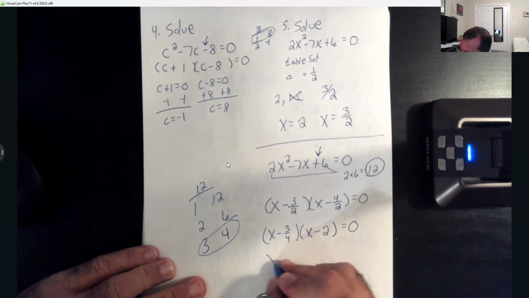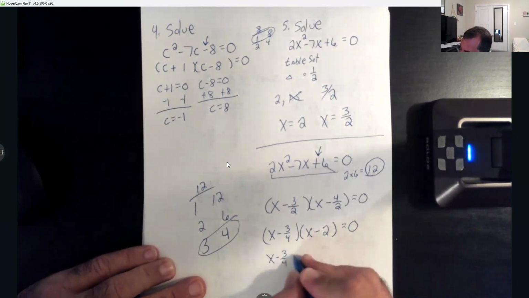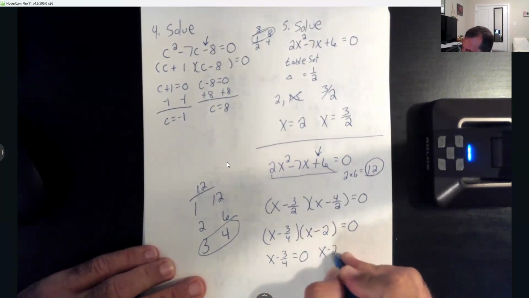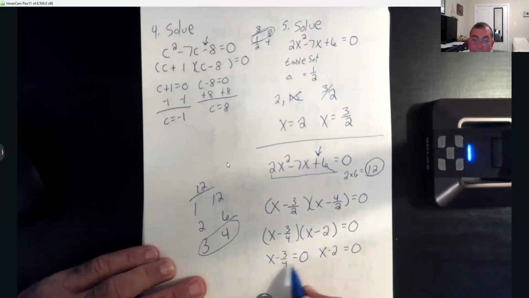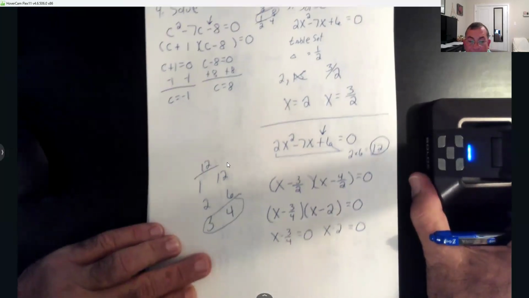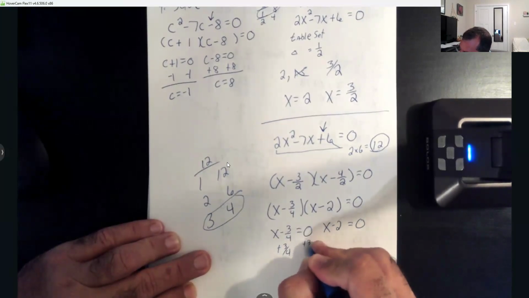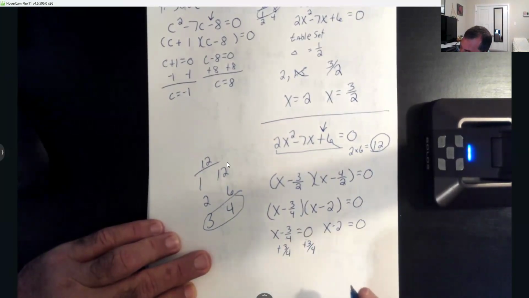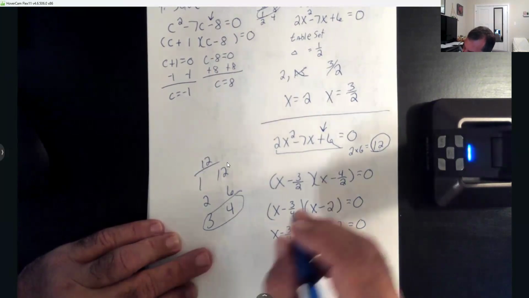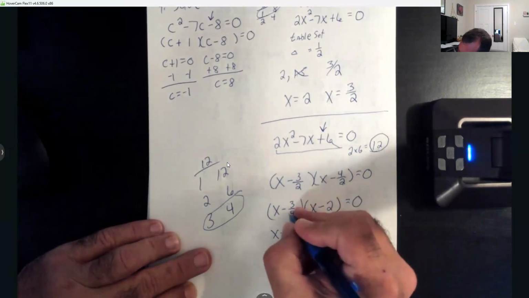So, set both these equal to 0 now and solve. So this one I would add 3/4 to both sides. Whoops, my bad, y'all. How did I turn that 2 into a 4? That's a 2.